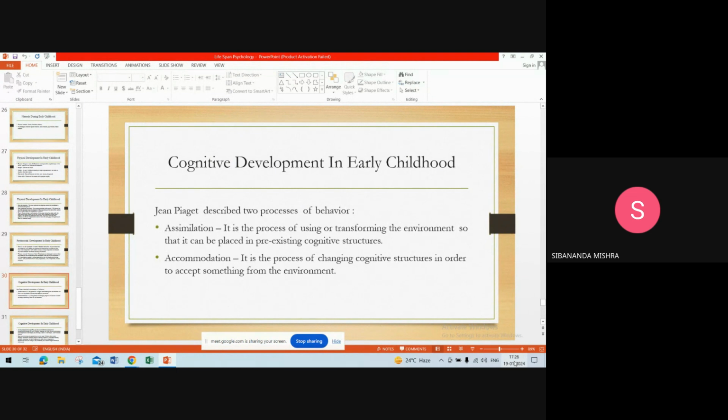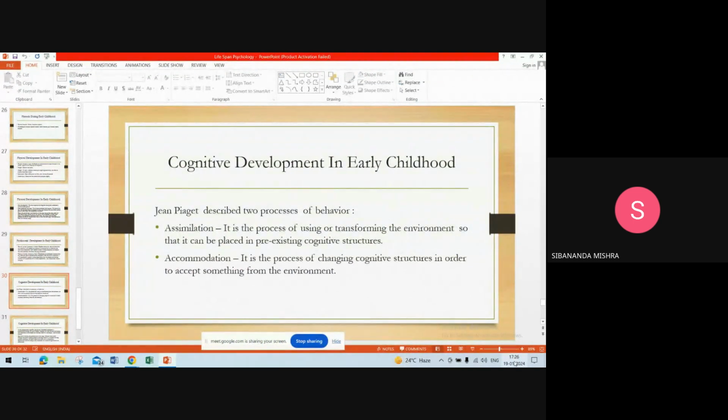उसका दिमाग में वही है, फर्स्ट असिमिलेशन स्टेज में होता है, सेकेंड एकोमोडेशन, एकोमोडेट फिर करता है। इट इज अ प्रोसेस ऑफ चेंजिंग कॉग्निटिव स्ट्रक्चर इन ऑर्डर टू एक्सेप्ट समथिंग फ्रॉम द एनवायरमेंट। सो लाइक दैट मेंटल एबिलिटी चेंज होता है उसका दिमाग में, उसका आइडियाज डेवलप होता है, कॉन्सेप्चुअल आइडिया डेवलप होता है। समझ में आ रहा है?